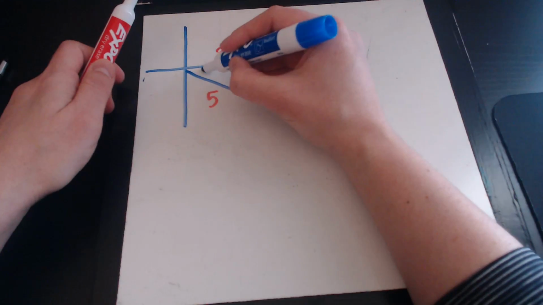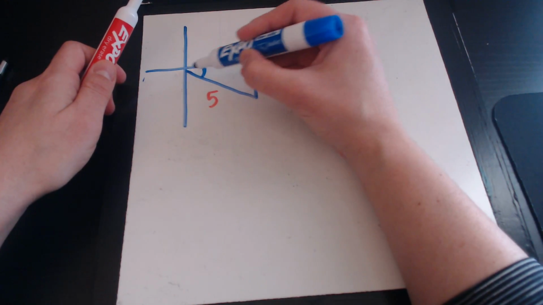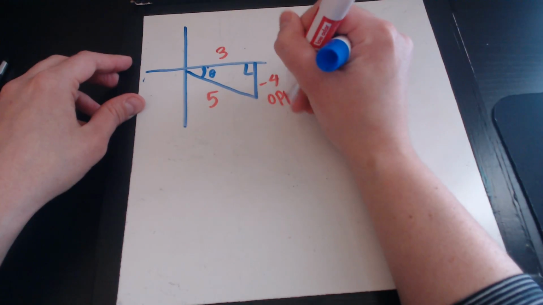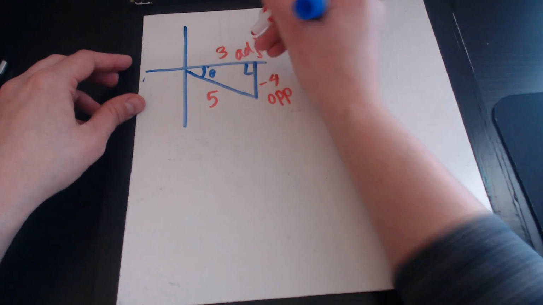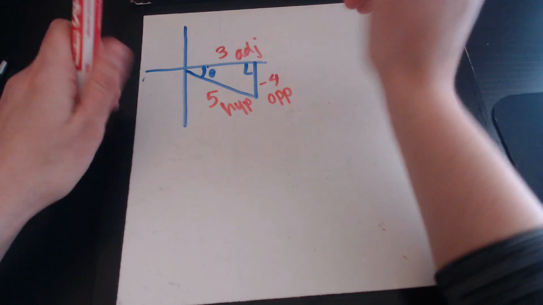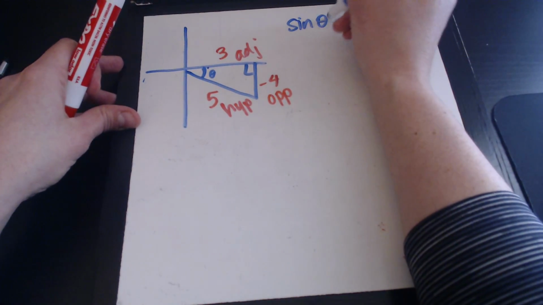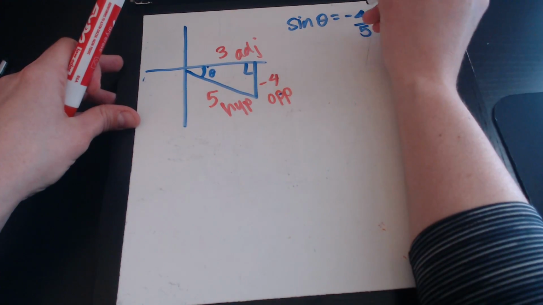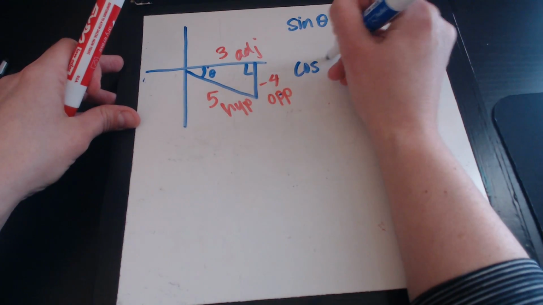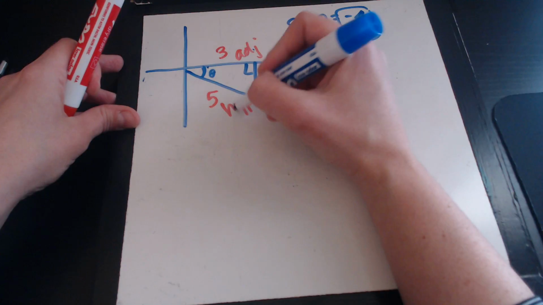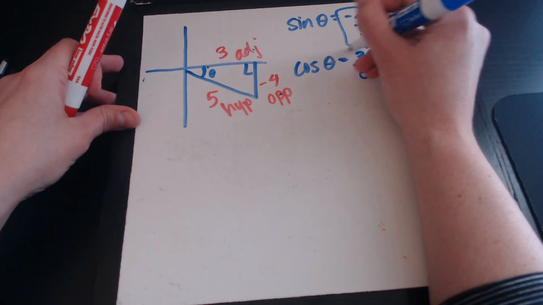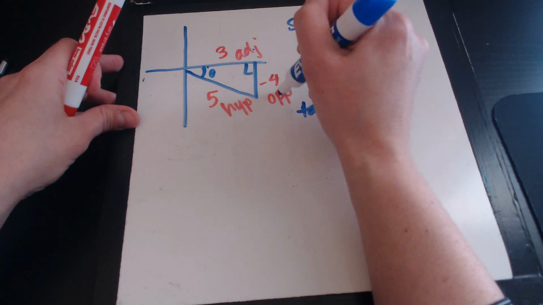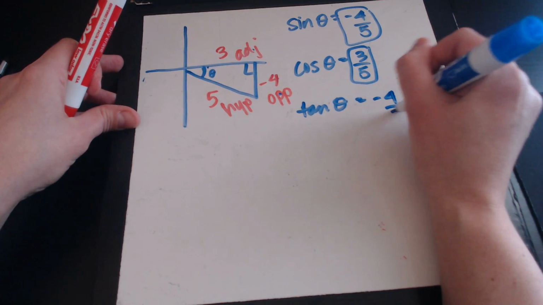Okay, so here's my angle, theta. Theta will always be formed by the hypotenuse and the x-axis. Okay, so if I'm looking at theta, this is going to be my opposite side, this is going to be my adjacent side, and this is going to be my hypotenuse. All right, so sine of theta is going to be opposite over hypotenuse, so -4 over 5. Cosine of theta is going to be adjacent over hypotenuse, so that's going to be 3 over 5. Tangent of theta is going to be opposite over adjacent, which would be -4 over 3.